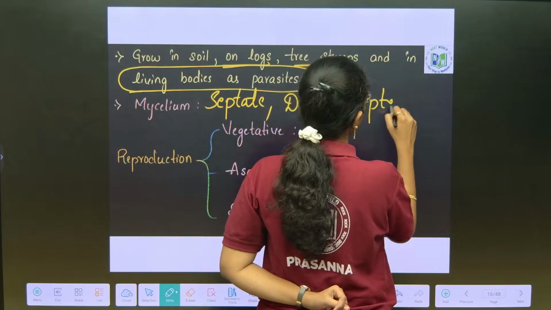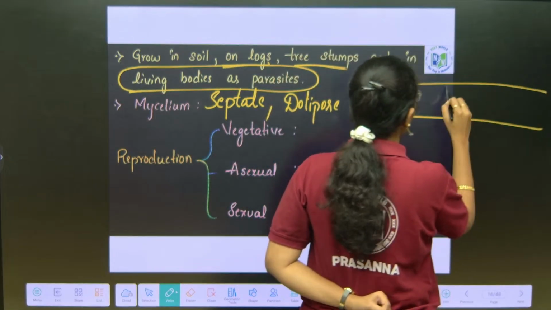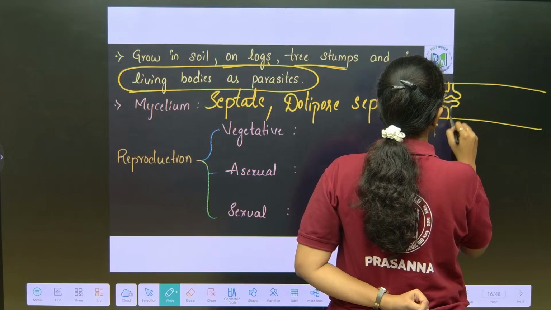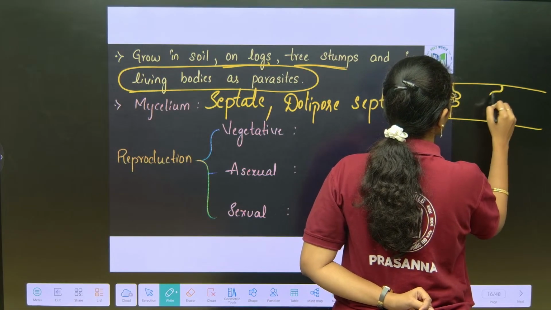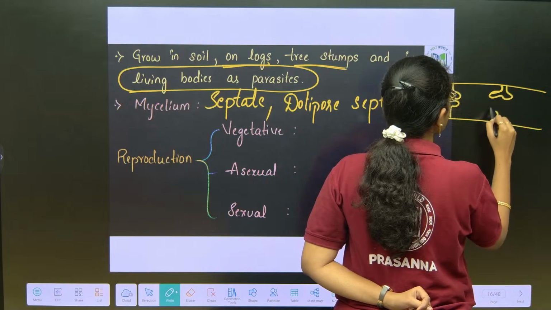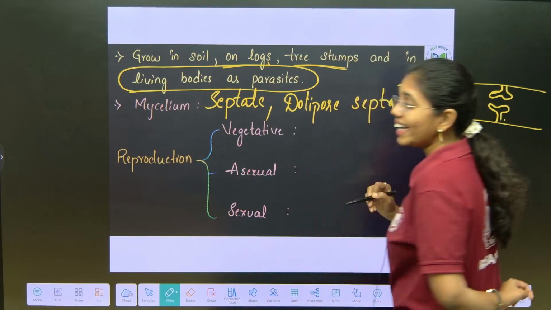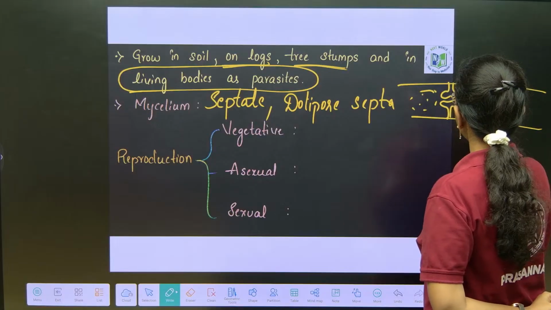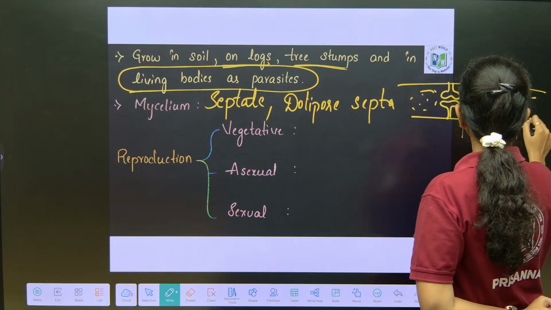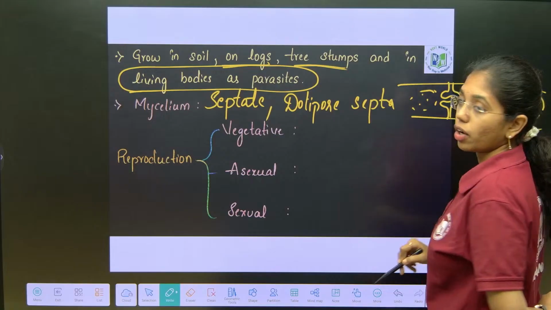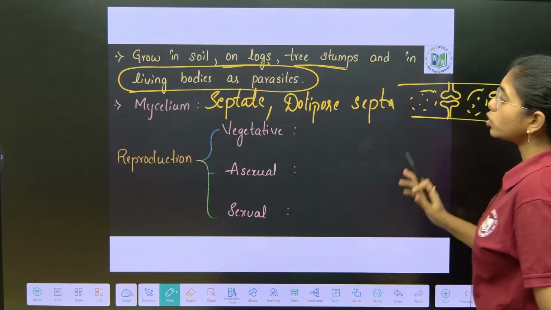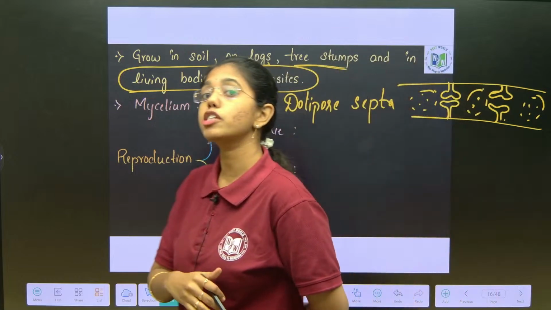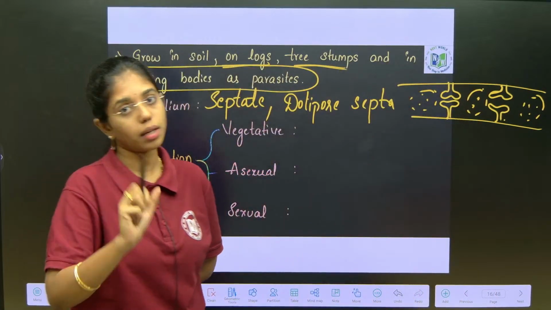This dolichopore septa will have clamp connections like this. In between two septa, they have what? Clamp connections like this. These clamp connections will aid in equal distribution of dikaryon. Fine, right? So, most of the mycelium is what? Secondary mycelium. Secondary mycelium is long-lived, which is a dikaryotic mycelium.